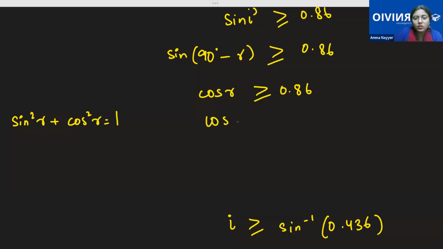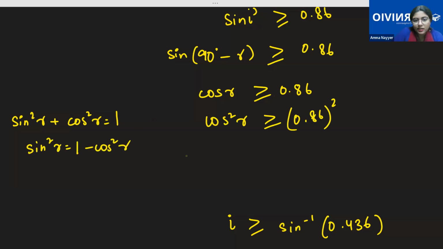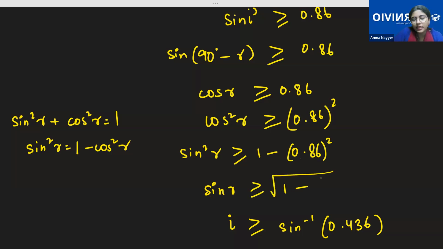We can say cos square R is greater than or equal to 0.86 whole square. So sine square R will be 1 minus cos square R. See, we are getting close to sine square R. Sine square R will be greater than or equal to 1 minus 0.86 square. So sine R will be greater than or equal to the square root of 1 minus 0.86 square. Is this clear? Yes, ma'am.